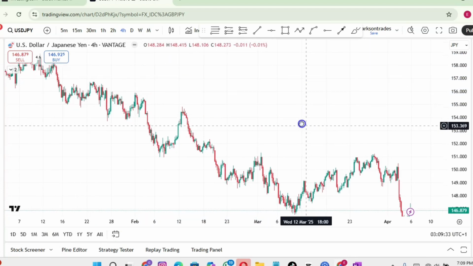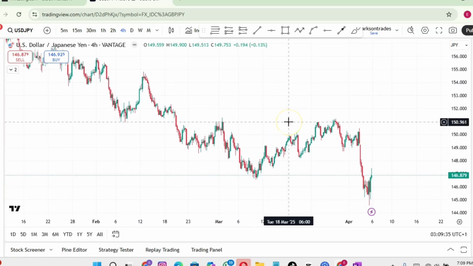Now, what if you sell and the market ends up buying? You are exposed to a potential loss because the market is going against your direction. So it's easy as that. Selling a particular currency pair means that you are anticipating a fall in price of the base currency against the quote currency.